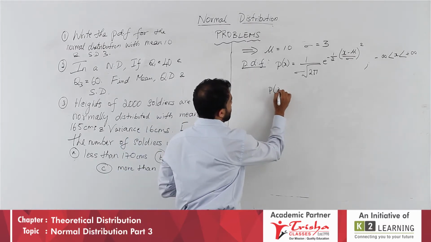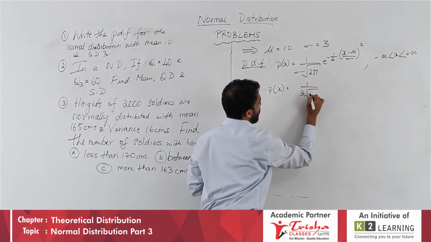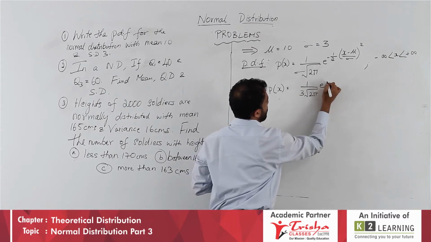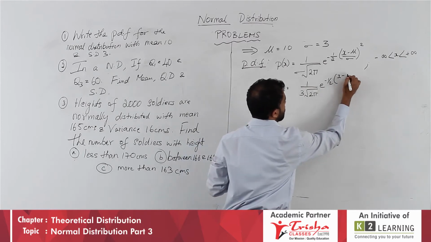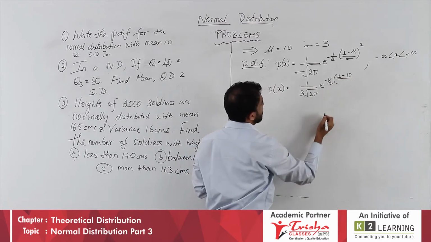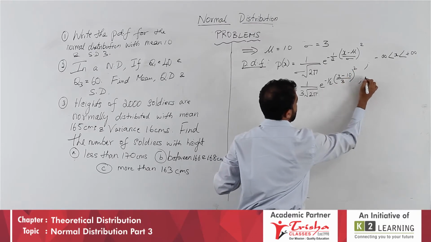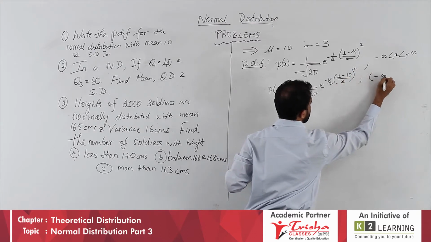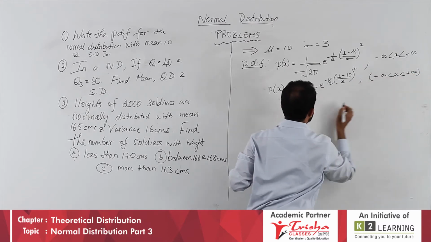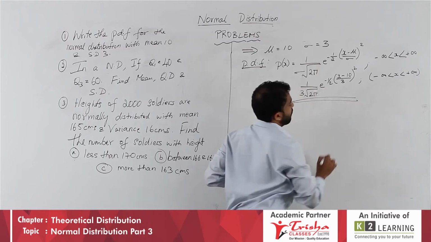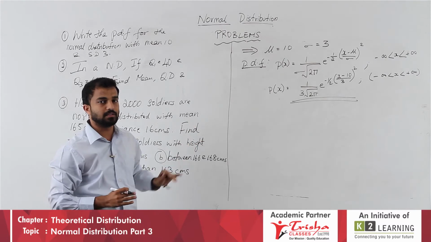So P of x is equal to 1 by sigma is 3 square root 2 pi e to the power minus half into x minus mu is 10 divided by sigma is 3 the whole square, comma, don't forget to write once again the range, minus infinity less than x less than plus infinity. This is all we have to do whenever they ask us find the probability density function.